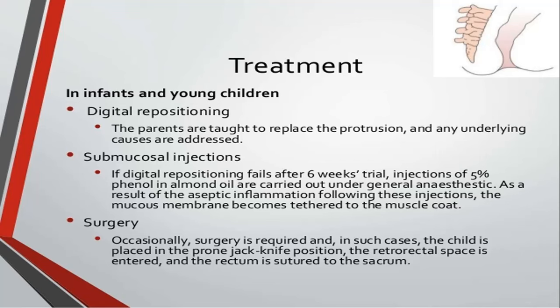Second is submucosal injections. If the parents tried digital repositioning but it fails after almost 1 month, a 6-week trial, then injection of 5% phenol in almond oil is carried out under general anesthetic. As a result of septic inflammation following these injections, the mucous membrane becomes tethered to the muscle coat.